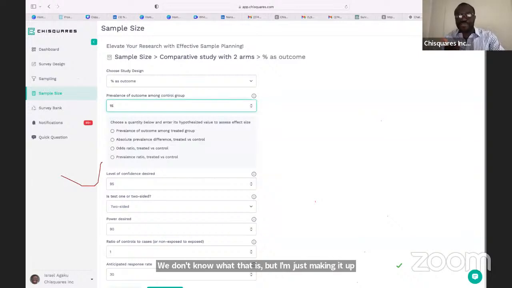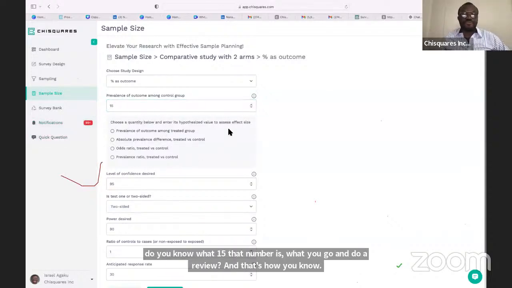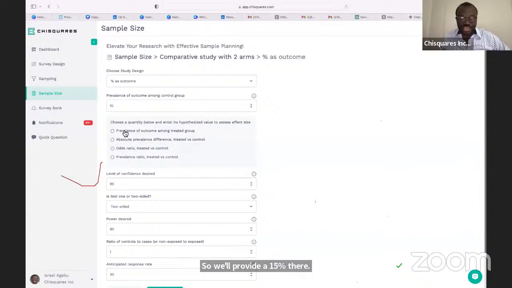How do you know what that number is? Well, you go and do a literature review, and that's how you know. So we provided 15% there. Now we have to provide one of 4 values here to determine effect size.